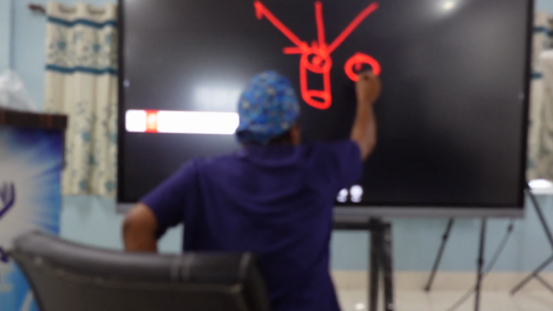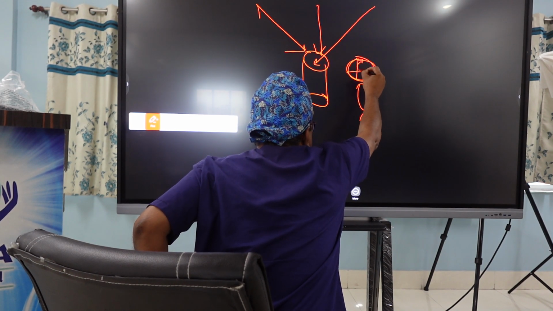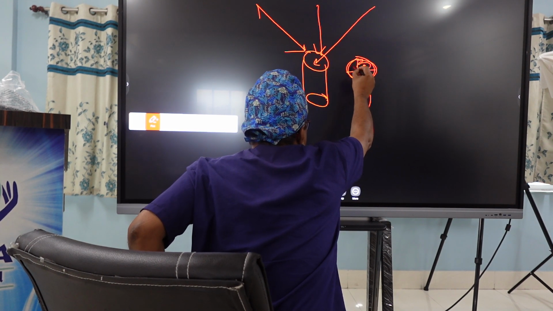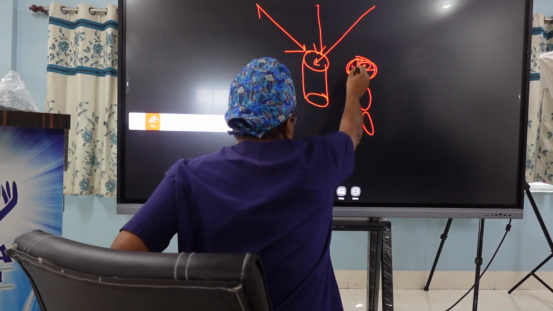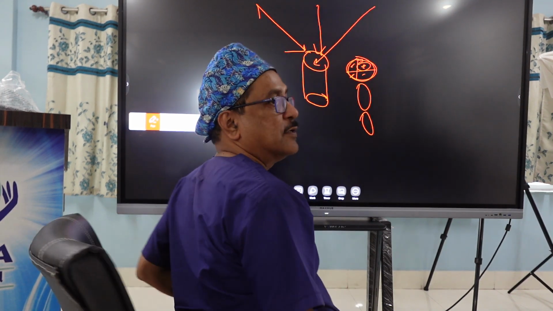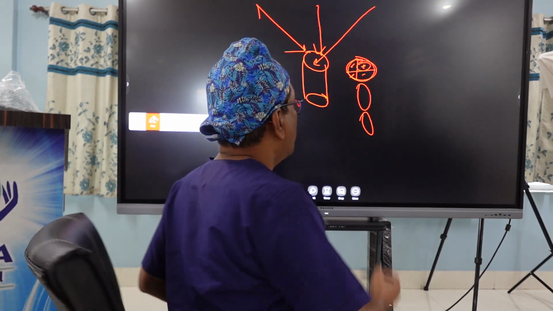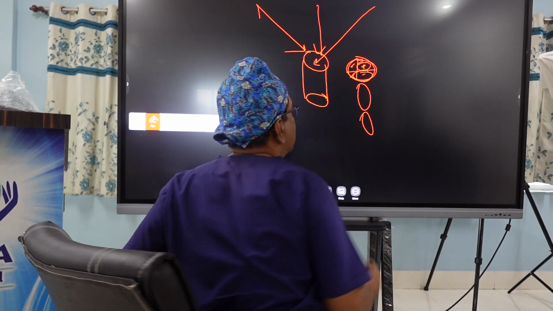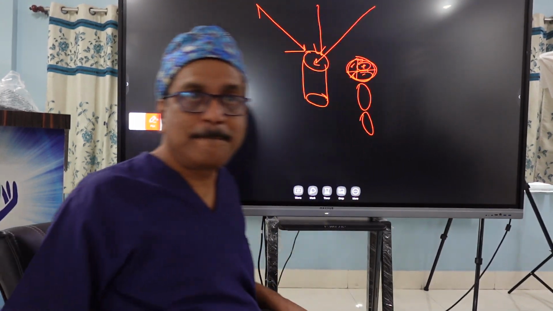That means if this is the pedicle, you divide it into 4, and this quadrant will be your needle entry point. Not here, not here, not here. Not here and not here is easily understandable. But why not here? Why not the lower part?